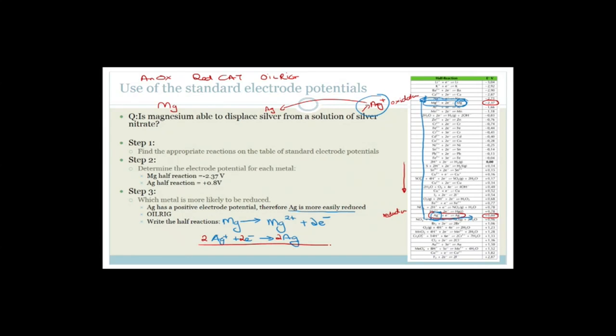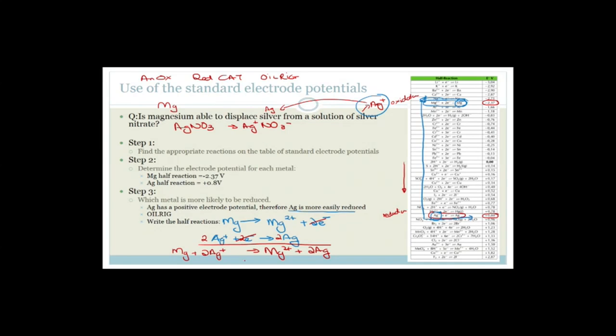So what do we end up with then? We end up with Mg plus 2 Ag plus. This cancels with that, goes to Mg 2 plus plus 2 Ag. And then if you really want to, we can actually fill in the spectator ion. Now, originally we had silver nitrate, so it's AgNO3, right? That breaks up into Ag plus and NO3 minus.